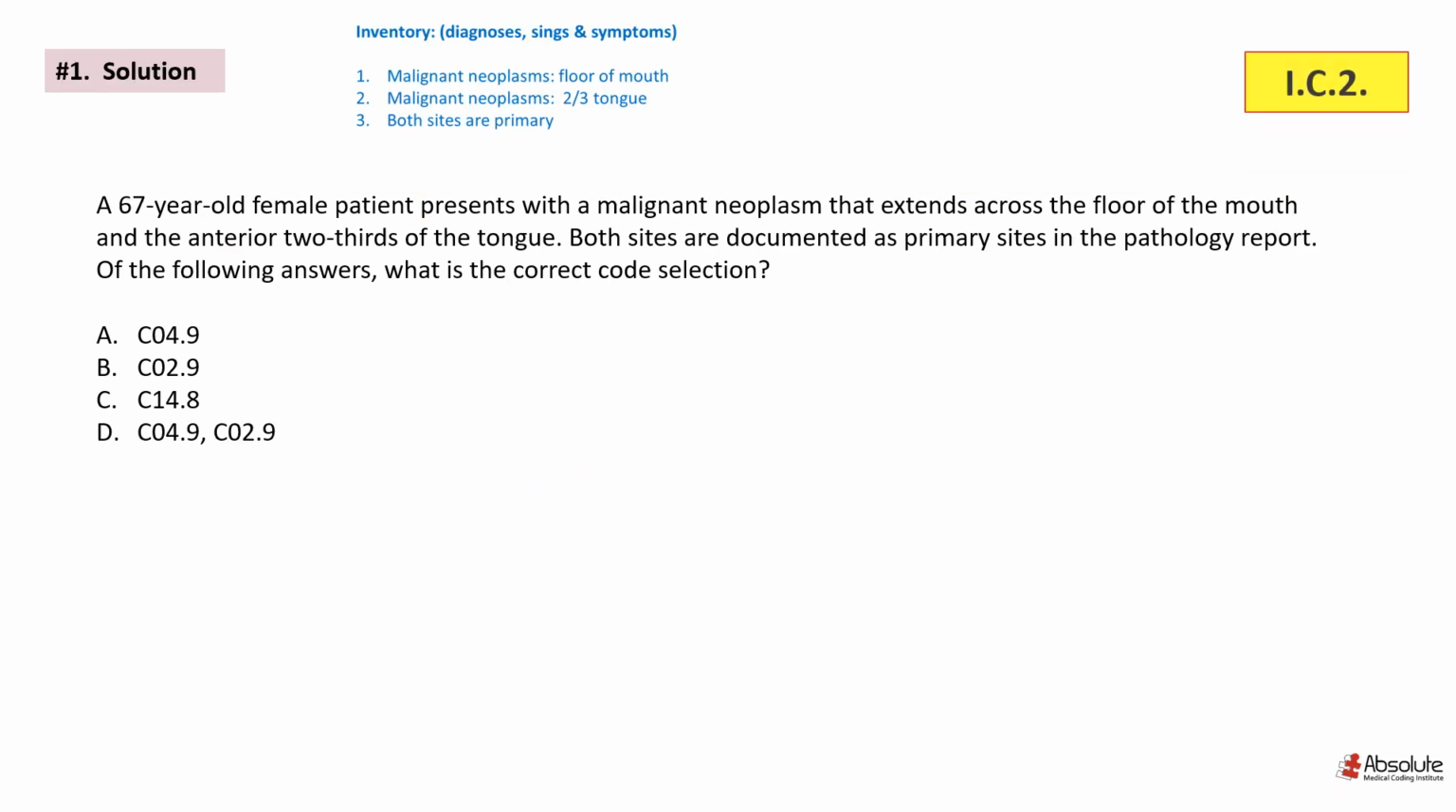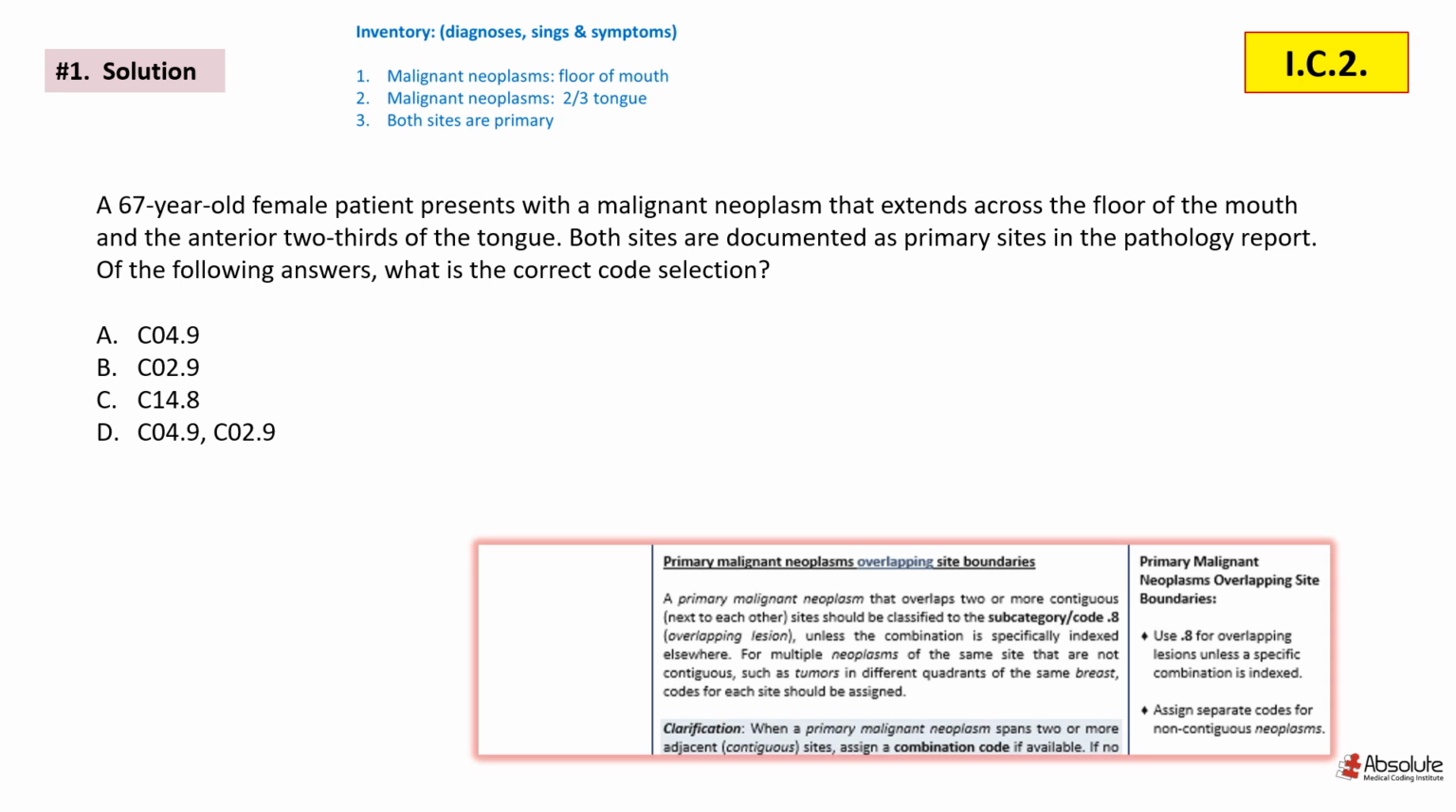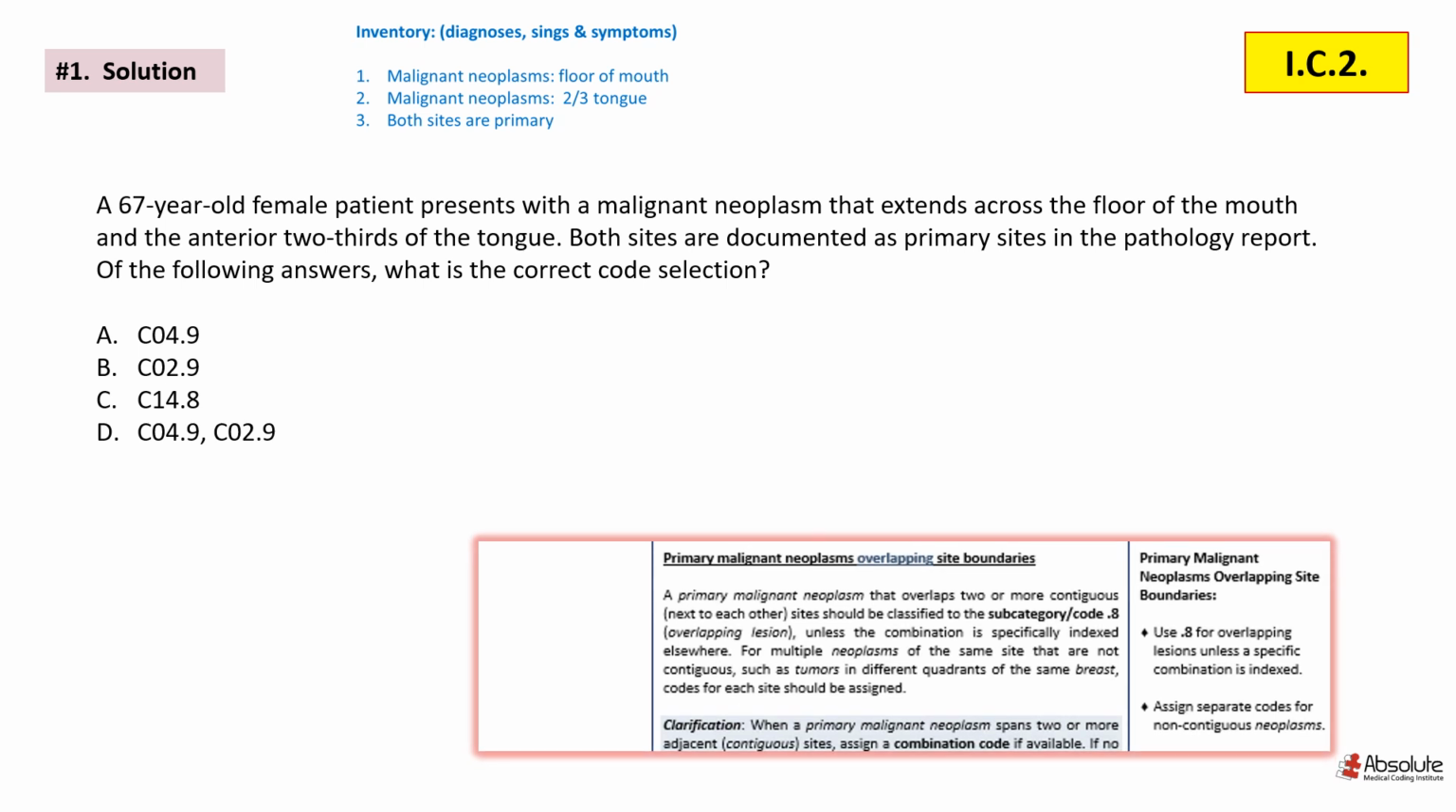So if we go and reference the guideline, you can find it at IC2. It's at the middle of the page. If you have an MCG manual, it looks like this. And this guideline says when you have primary malignant neoplasms overlapping site boundaries, then you use point 8 for overlapping lesions unless a specific combination is indexed.